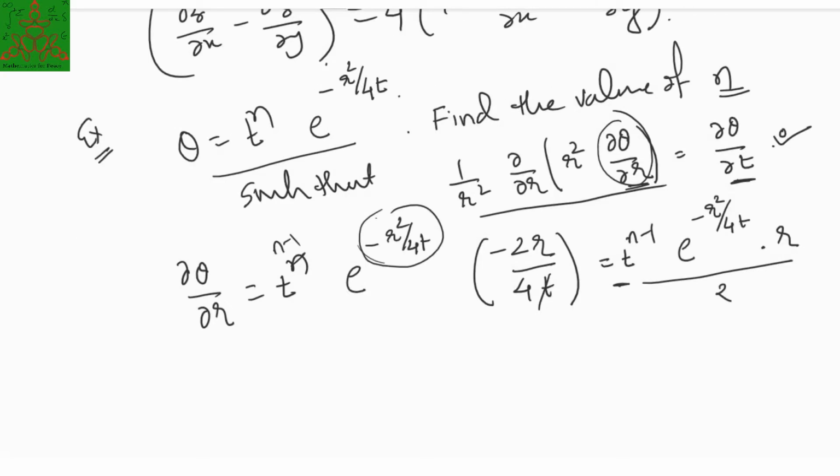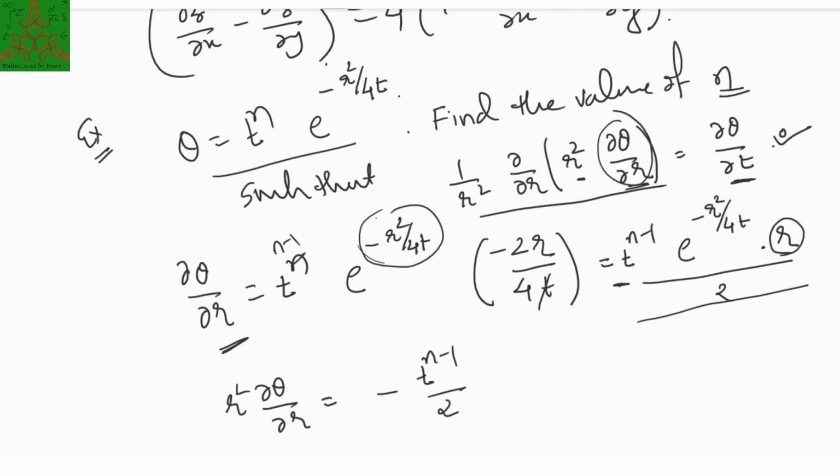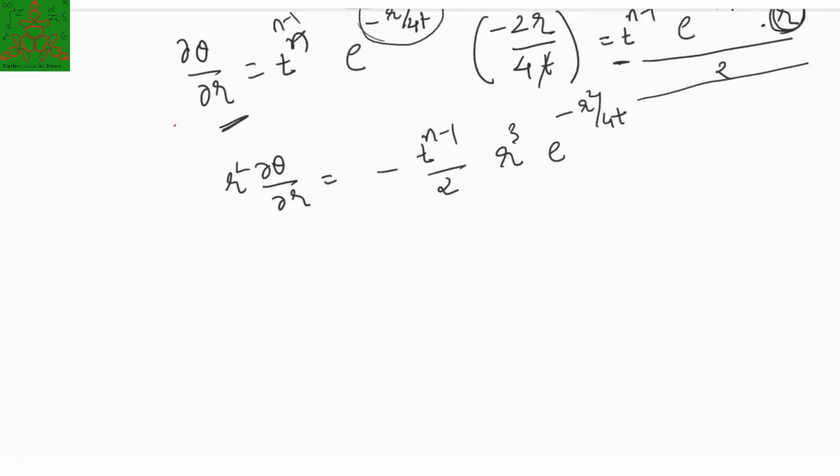Now next you have to multiply this quantity by r square. So it is r square del theta by del r. If you multiply this quantity by r square, you will have minus t raised to n minus 1 by 2 as it is. The multiplication of this r with r square becomes r cube e power minus r square upon 4t. Now next we need to calculate what will be the del by del r of this quantity. That gives me del by del r of r square del theta by del r.